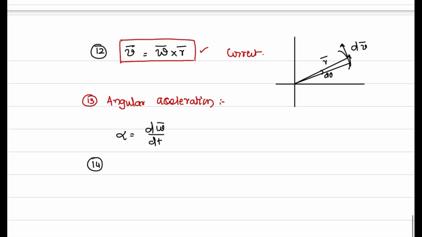And 14, torque is equal to, tau is equal to, force momentum, not moment, momentum, force moment is equal to I into alpha.